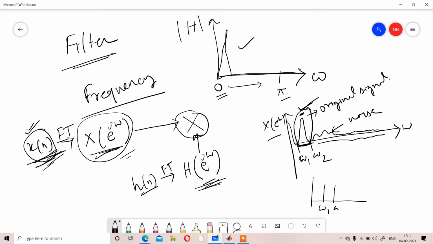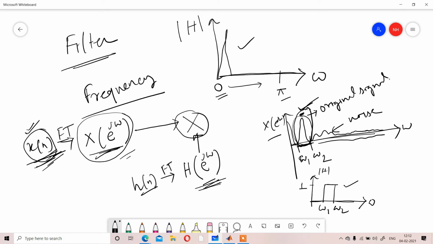This is omega 1, this is omega 2, this is 1. So that is omega, that is your magnitude H. So if we design that part and multiply it with the signal x e to the power j omega, what will happen? This part will obviously be 0, and this part will also obviously be 0, and this part is 1, so 1 is multiplied to the part between omega 1 and omega 2, so only that peak will remain in the signal x e to the power j omega.